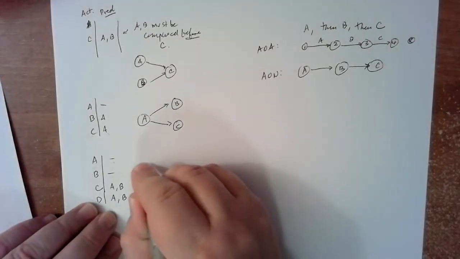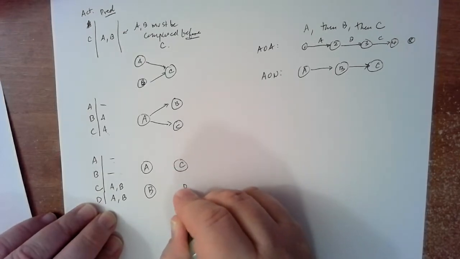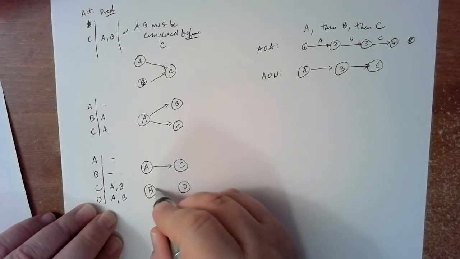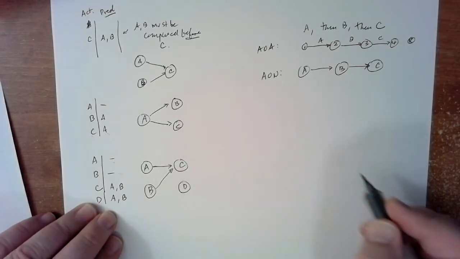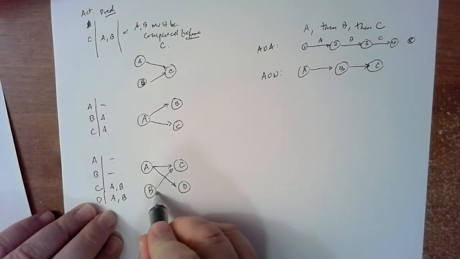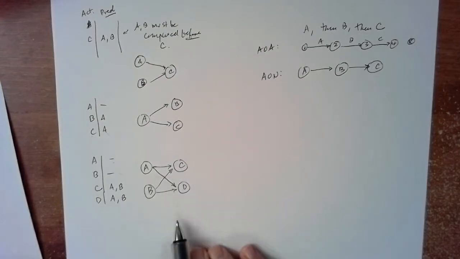Okay, you would take A and B and C and D. And so A has to be finished before C, B has to be finished before C, right? And then similarly, A has to be finished before D, and B has to be finished before D. Good. And so that's how you would draw that.